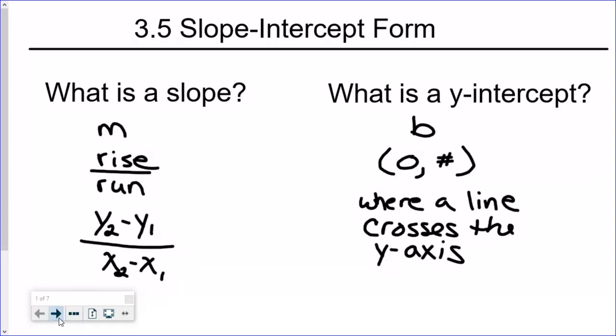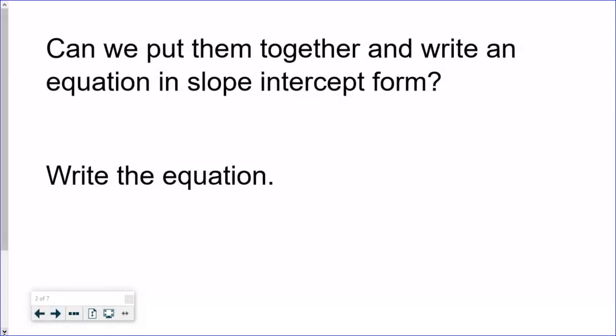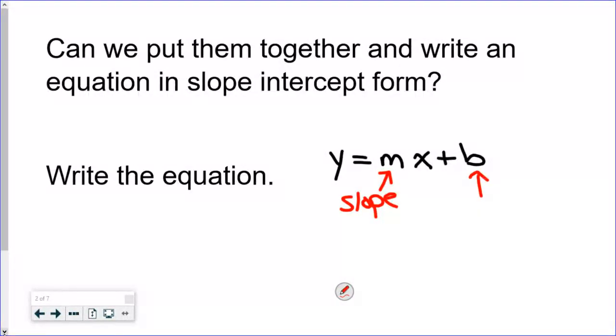Okay? Next. Write the equation slope-intercept form. That is y equals mx plus b. And again, m is slope. It's the number in front of the x. X is not part of the slope. It's just the number in front. B is the y-intercept.